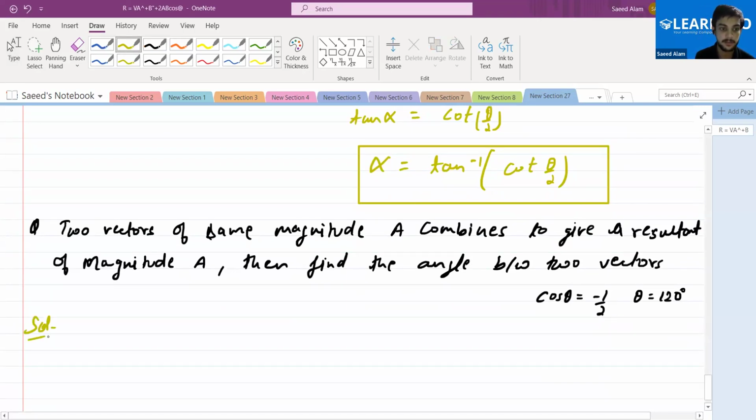Okay, start solving it. Once you have attempted it at your side, just let me know, then we'll do it here. This is one of the very good questions.